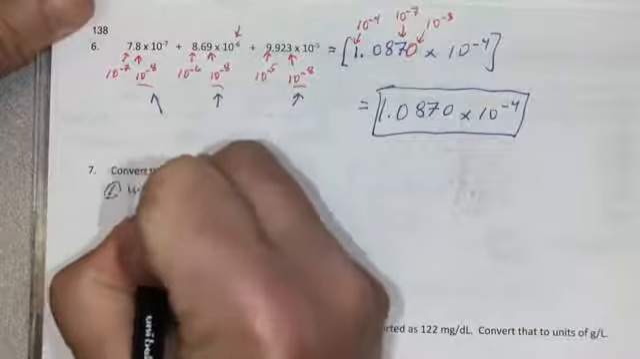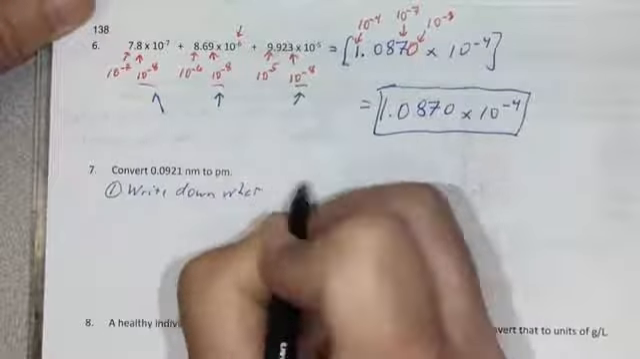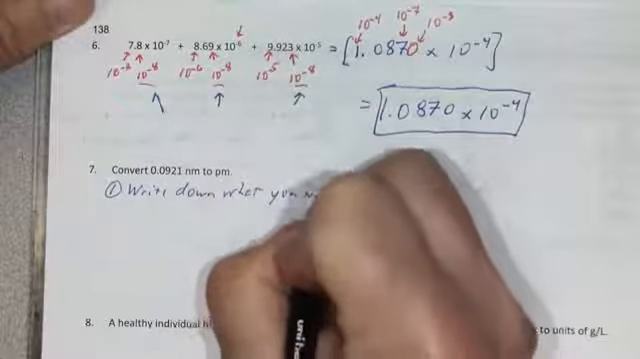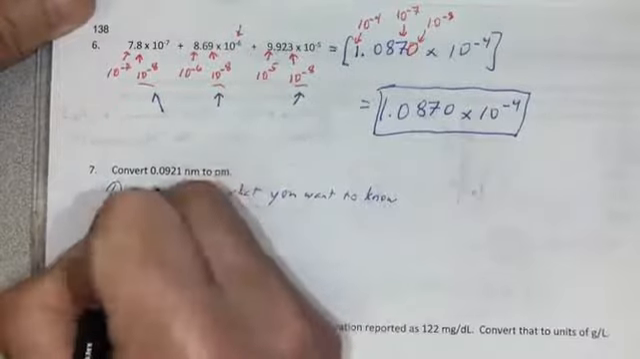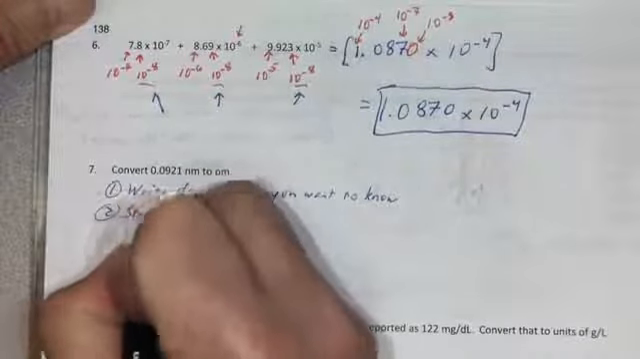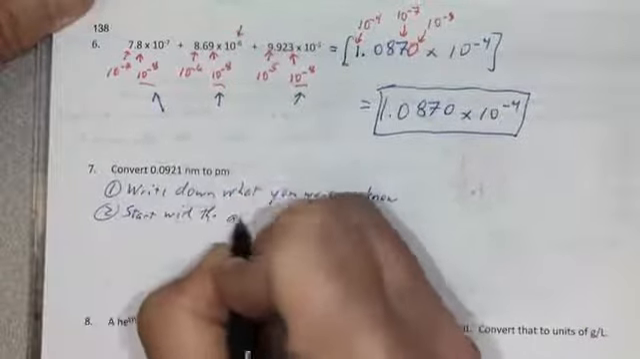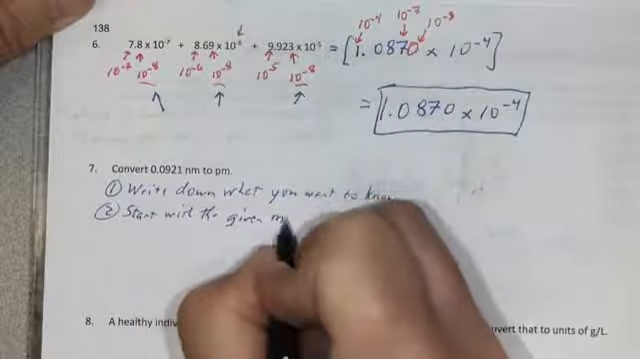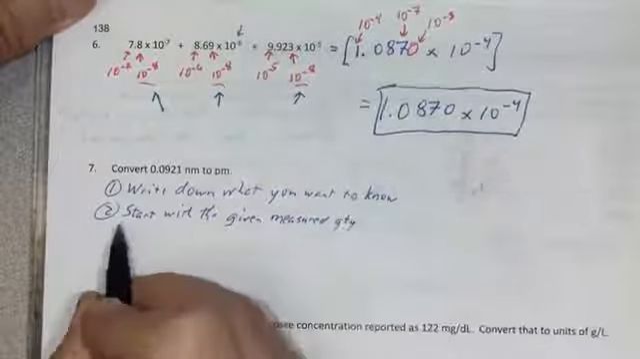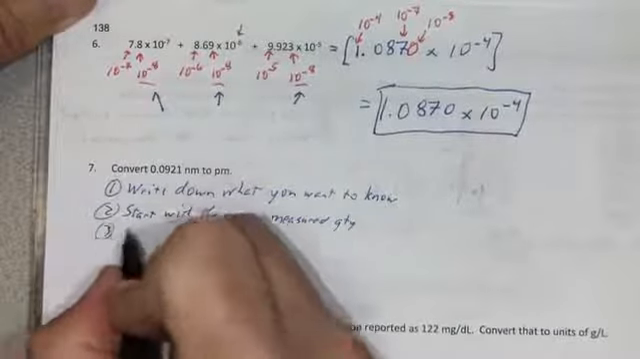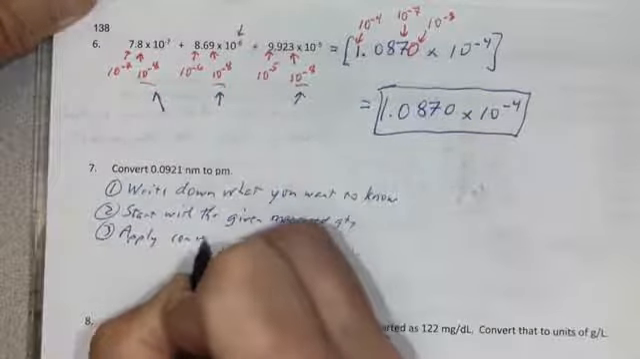First of all, you want to write down what you want to know. And I'll illustrate what I mean. Secondly, you start with the given measured quantity. And third, you apply conversion factors in order to cancel unwanted units. So you start with the given measured quantity. Number 3, you apply conversion factors to cancel unwanted units.